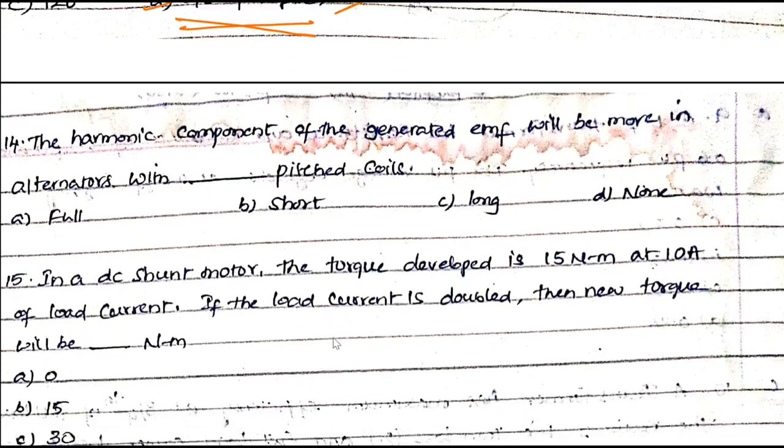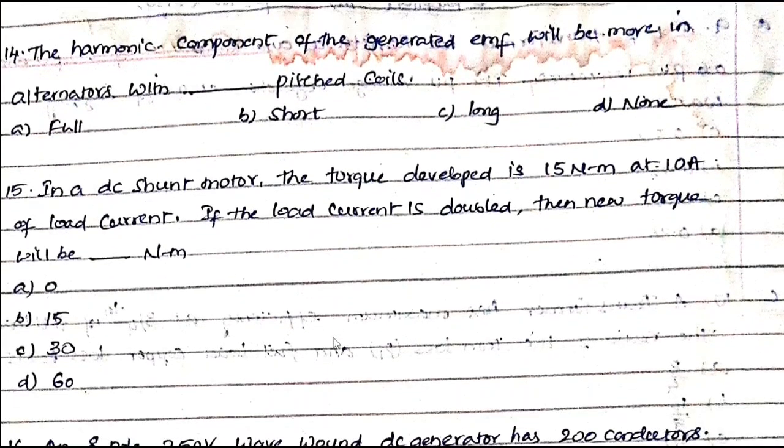Right, next one. The harmonic component of the generated EMF will be more in an alternator with a dash pitched coil. The answer is full pitched coil. To reduce the harmonics only, we go for a short pitched coil or fractional slot winding.